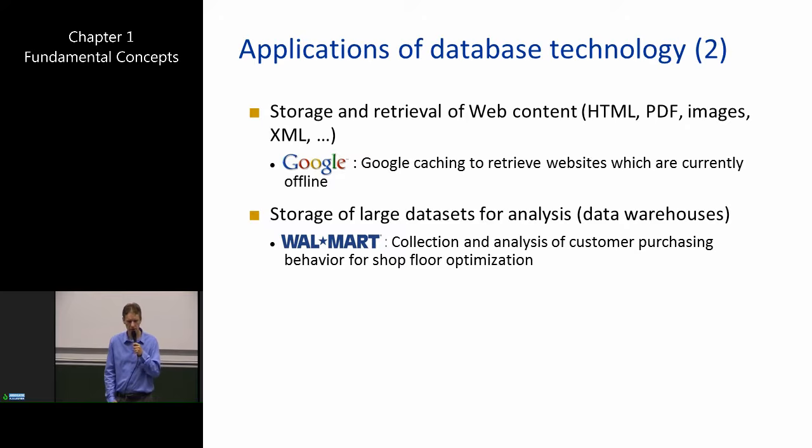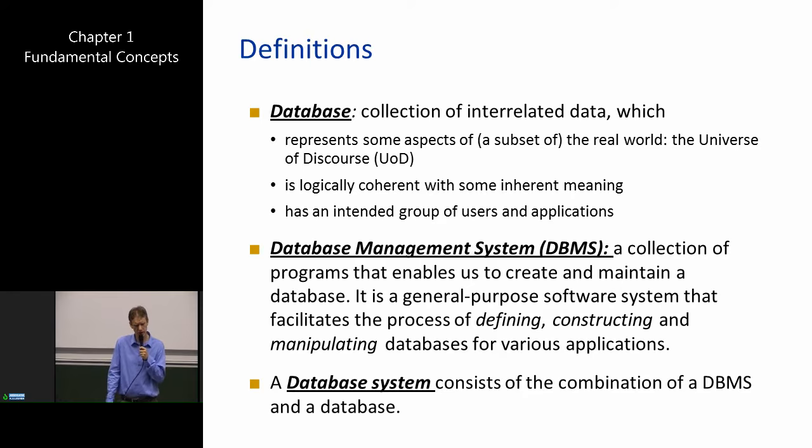Let's look at some definitions now. So a database is a collection of interrelated data. What do we mean with interrelated data? Well, this is data with relationships between the various concepts underlying the data.